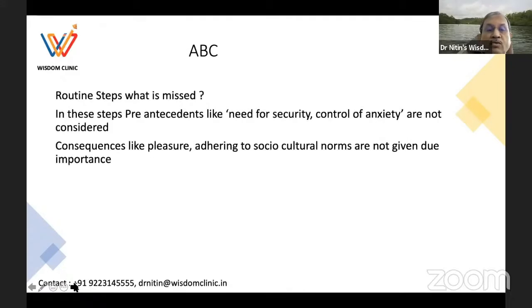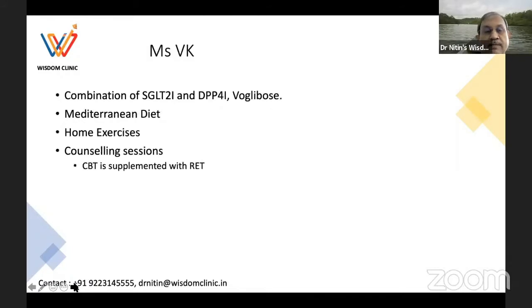So what we need to do, what we have missed in the routine steps. In these steps, pre-antecedents like need for security and control of anxiety are not taken into account. Secondly, consequences like pleasure and adhering to socio-cultural norms are not given due importance.